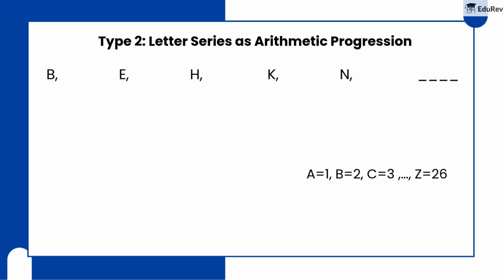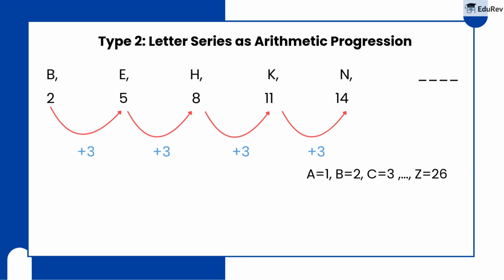Let's do the conversion. B is the second letter. E is the fifth letter. H is the eighth letter. K is the 11th letter. N is the 14th letter. Now our series is 2, 5, 8, 11, 14, blank. This is much easier. Let's check the differences. The pattern is a constant addition of 3, so the next number is 14 plus 3 equals 17.